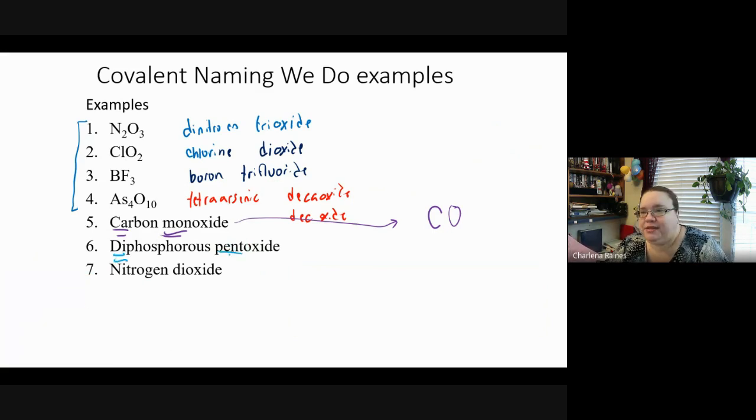Diphosphorus pentaoxide. Diphosphorus, P2. Penta is 5, so P2O5. Remember, practice counting your prefixes on your fingers. And nitrogen dioxide, NO2. NO2 is nitrogen dioxide.